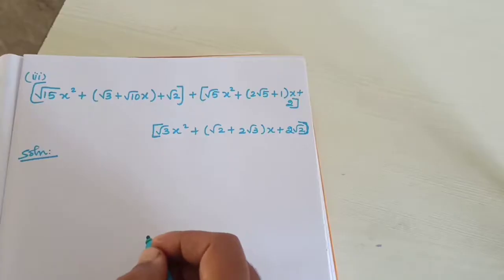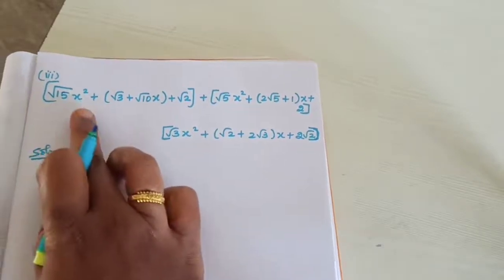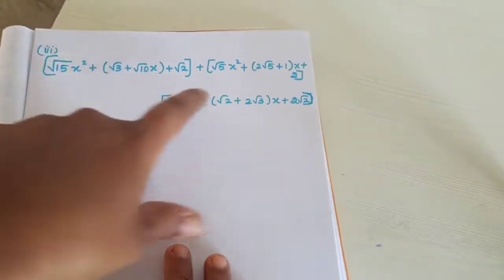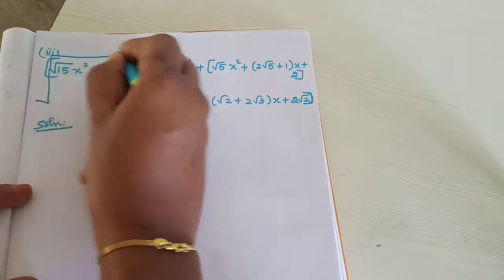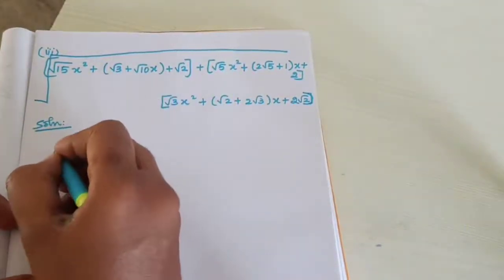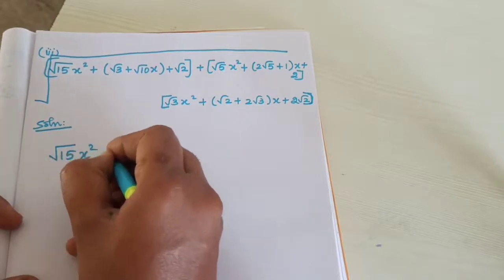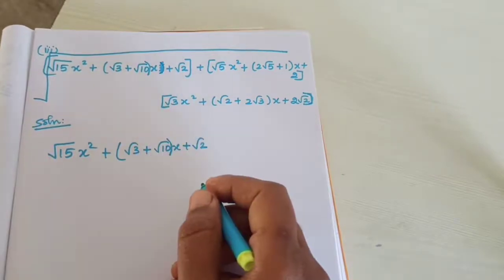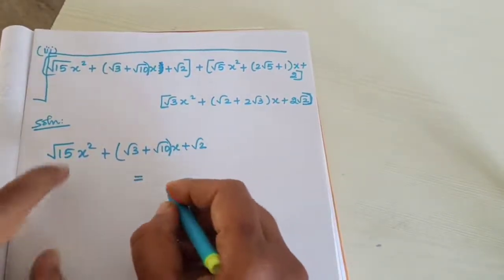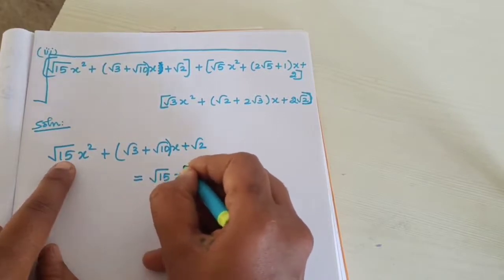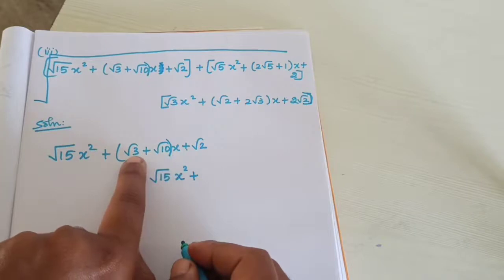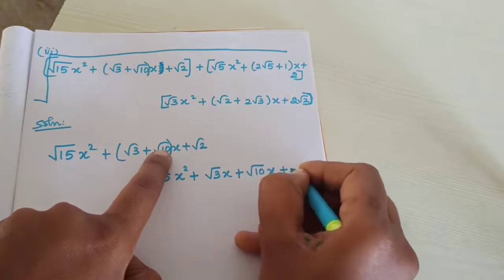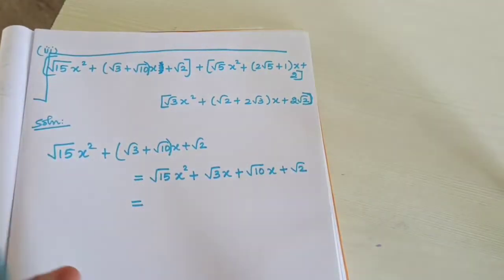Got it? Okay, see the third subdivision. While seeing the question, don't confuse, it's a little bit easy only. Okay, listen. Term by term we are going to do. The question is we need to find the square root of. First term is root 15 x square plus root 3 plus root 10 x plus root 2, which is equal to, listen carefully, root 15 x square plus, just the x I am going to multiply inside, root 3x plus root 10x plus root 2.